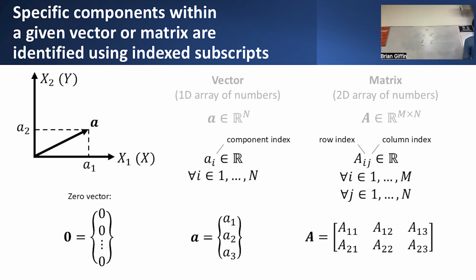But the zero vector, I think, is a little bit more interesting and has a little bit more utility in general. So just a few preliminary definitions there.